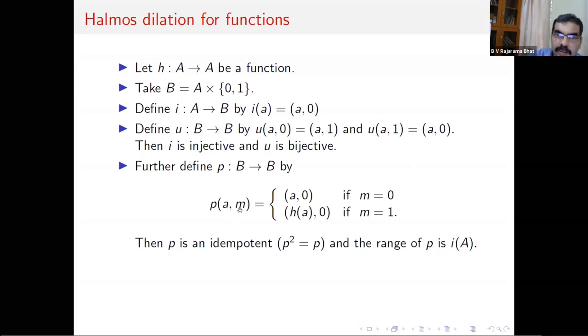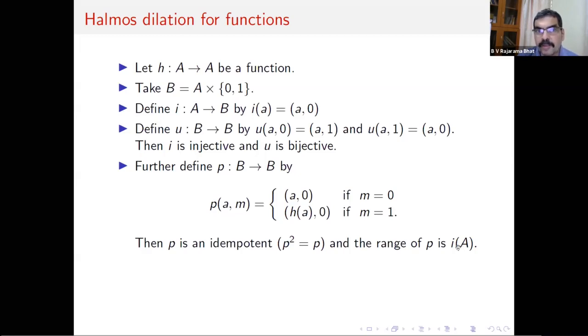So if it is already A, 0, you keep it as it is, okay? So the range of I, where A has been embedded, there it will not do any change. And the other part is HA, 0. Then you can see that P is an idempotent, P squared equals P, and the range of P is the image of A, wherever A has been embedded.